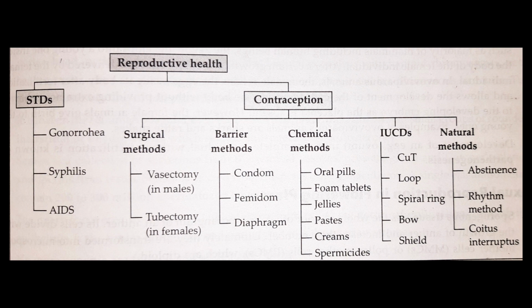Natural methods. These methods include abstinence, avoid copulation, rhythm method, avoid copulation around the time of ovulation, and coitus interruptus, withdrawal of penis before ejaculation.